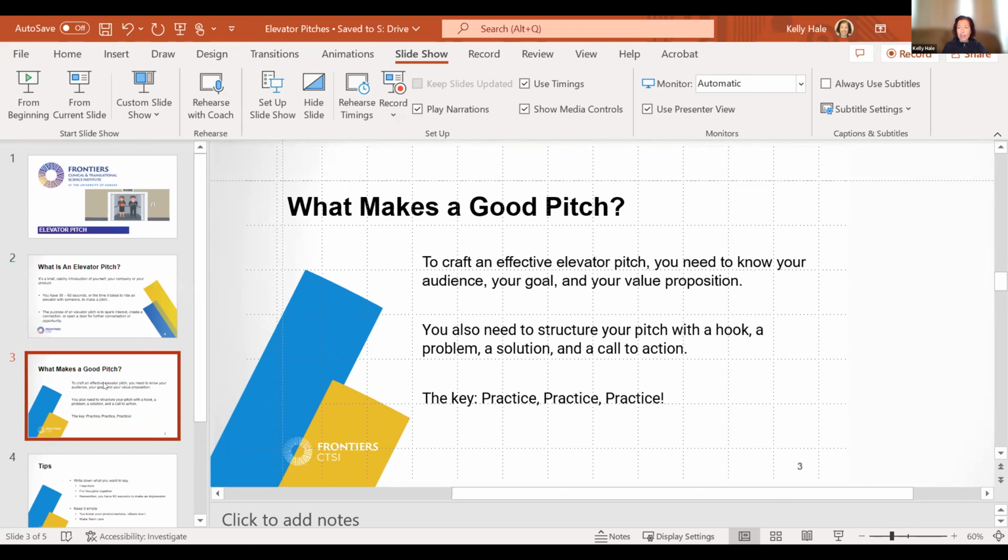When you're making the elevator pitch, you need to know your audience. And what is your ultimate goal? If your ultimate goal is to get funding, then you need to know that up front, because that's going to impact how you make your pitch and how you sell what you're talking about.